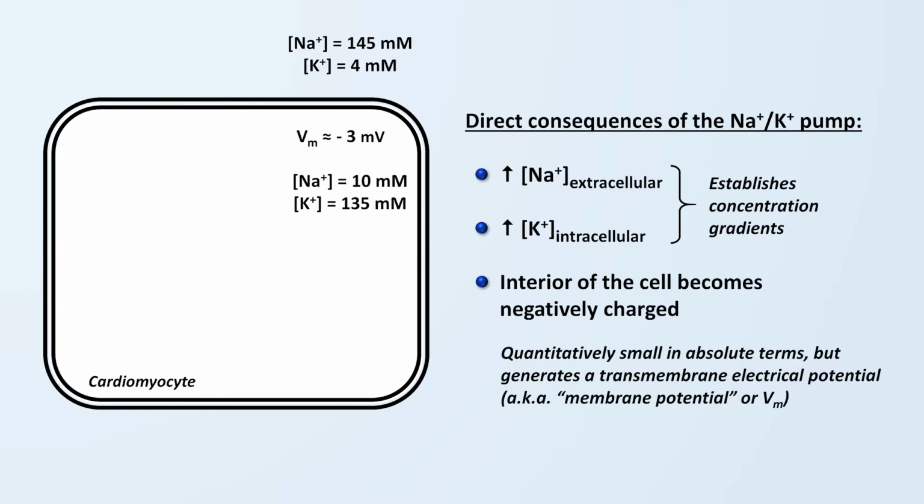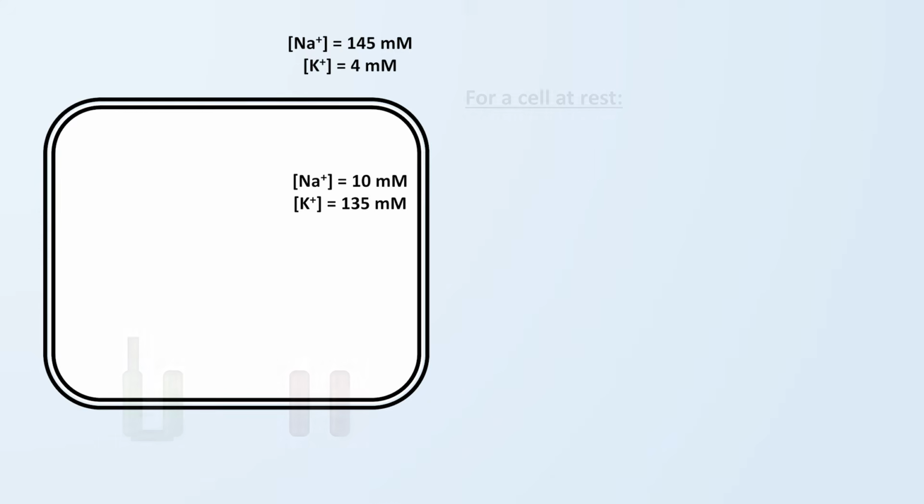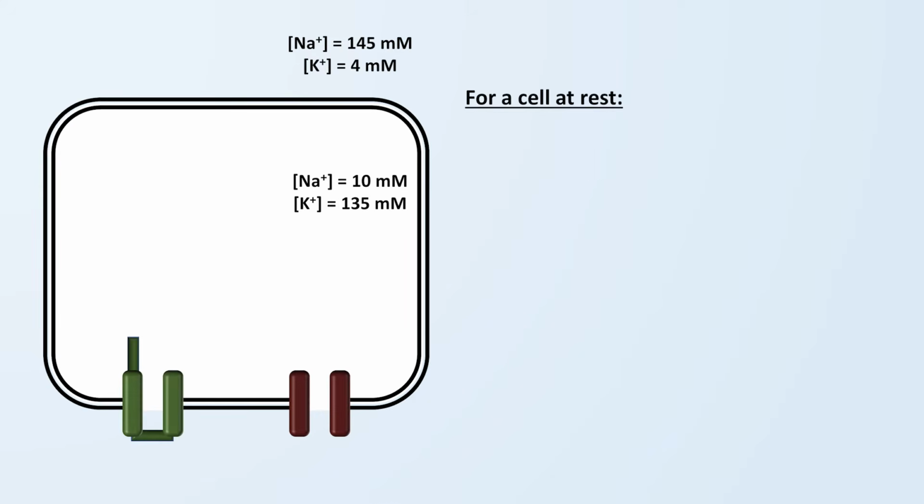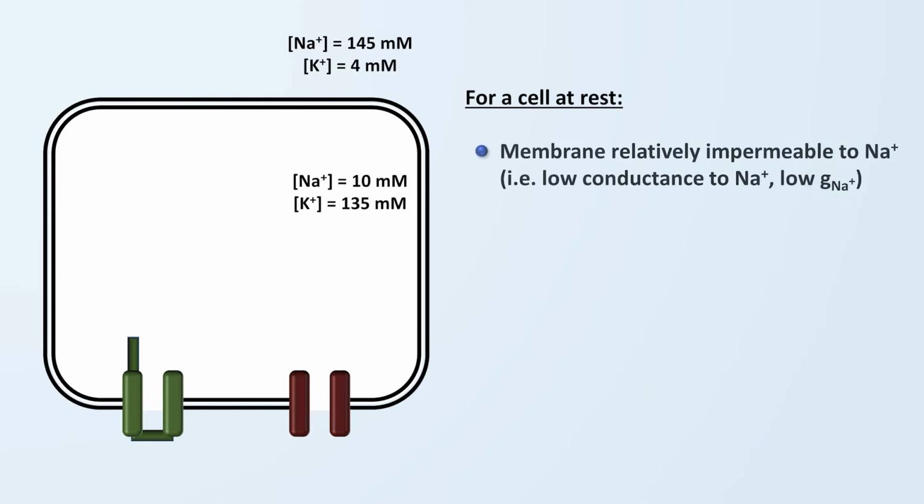a negative membrane potential. For a cell at rest, meaning a cell not currently experiencing an action potential, the cell membrane is relatively impermeable to sodium ions, meaning it has low conductance to sodium, abbreviated G sub Na, because the vast majority of sodium channels are closed. So despite the high concentration of extracellular sodium, sodium cannot leak through the cell membrane down its electrochemical gradient.